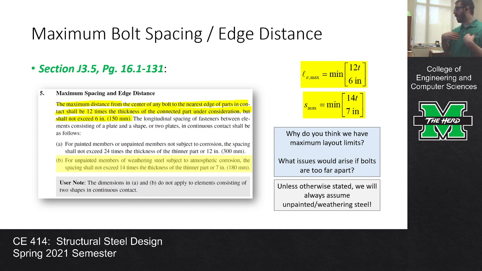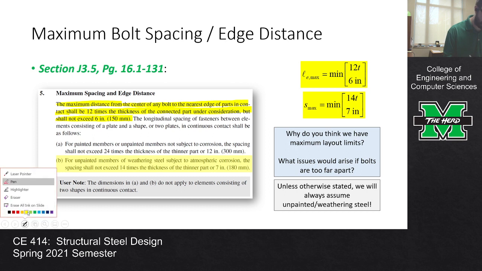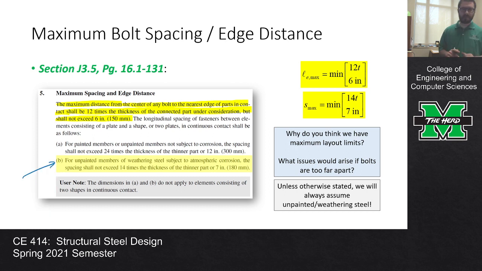What I'm saying for us in this class, we are always going to go with the lower one. Unless otherwise stated, we're going to assume the worst, and we're going to assume that members are unpainted, which is pretty common in building applications. If you look at the column behind this partition in my office, there's not going to be any paint on that steel. It's just going to be raw steel. So if I'm spacing out connections for that column or for any of these beams in this building, I'm most likely going to use this limit, which is either 14 times the thickness or 7 inches. So the maximum spacing comes from that.